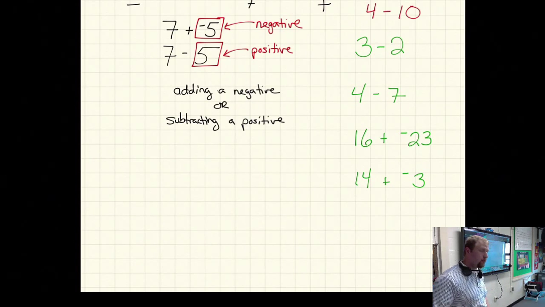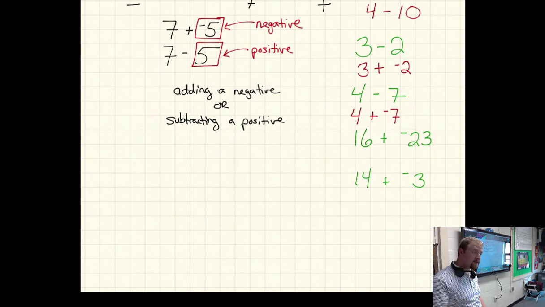Let's go back to 3 minus 2. What's the other way to write that one? Mr. Schrader? 3 plus negative 2. 3 plus a negative 2. Amaya, what about the next one? 4 plus a negative 7. Okay, what about this one? Jayla? 16 minus positive 23.